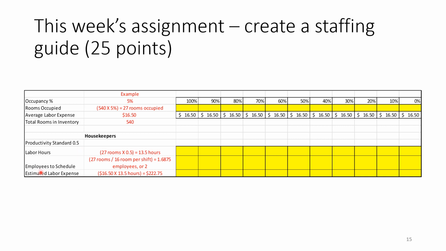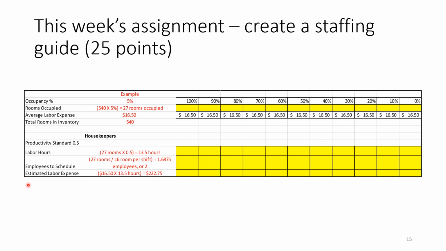So if you remember back to our first example, we know that a housekeeper can clean 16 rooms in an 8-hour shift. So knowing that, we take our 27 rooms and we divide it by 16, and that tells us that we need 1.6875 housekeepers to clean 13.5 hours worth of rooms, or 27 rooms. So we're going to round up. Remember your rounding rules from when you were in elementary school. If it's 0.5 or more, you round up, and if it's less than 0.5, you round down. So this is 1.6, so we round up. So we will need to schedule 2 employees.